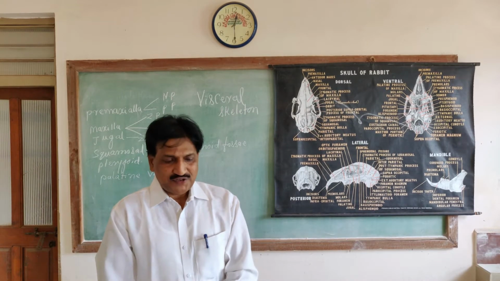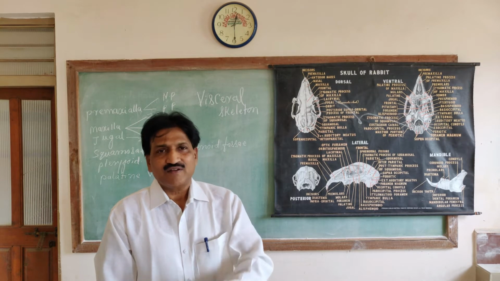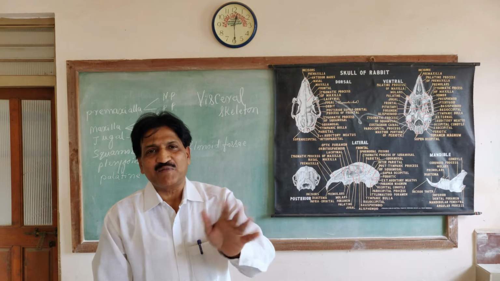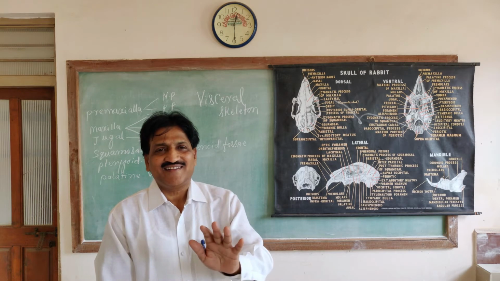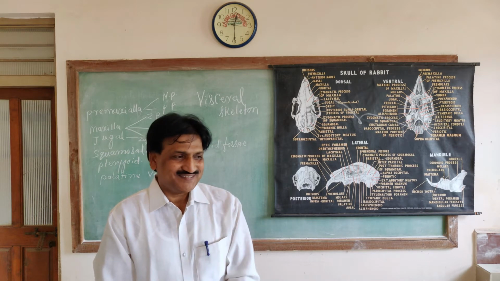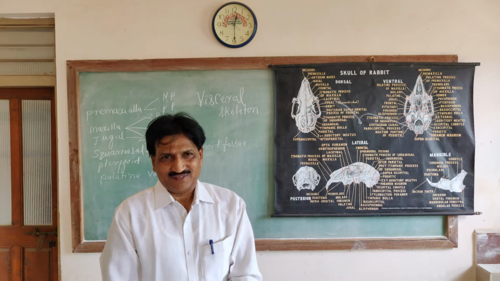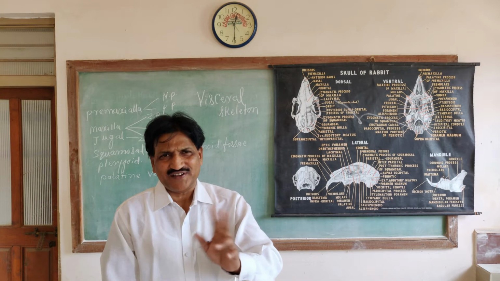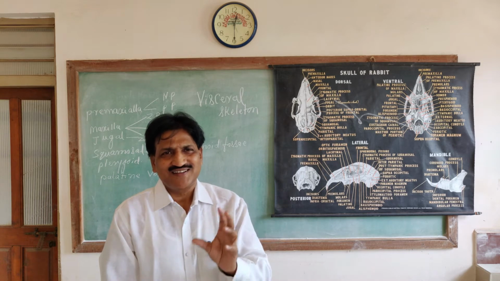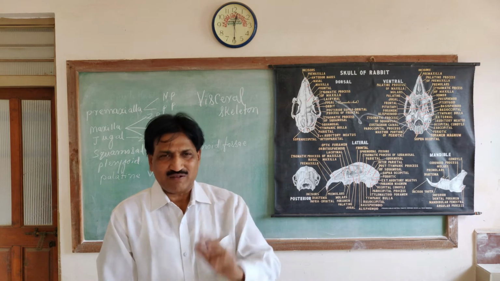In the skull of rabbit, we have successfully completed the cranial part as well as the sense capsules. Anyway, the skull of rabbit is split into two parts: the cranium part and the facial part.